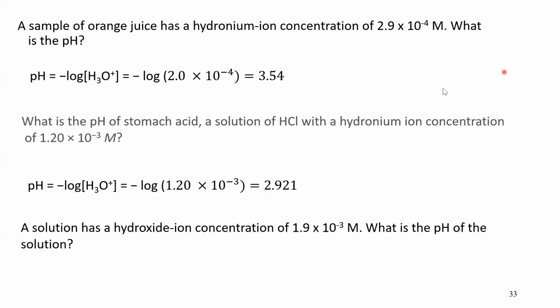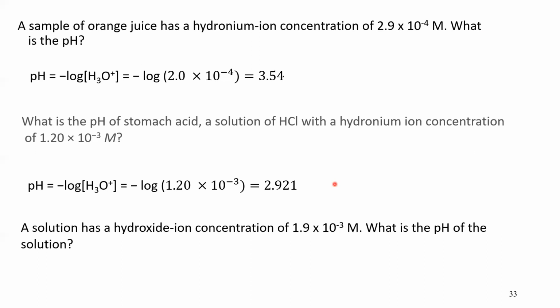All right, so let's look at the last one. Okay, it says a solution has a hydroxide ion concentration of 1.9 times 10 to the minus 3. Calculate the pH. And there's actually 2 ways that you could do this. Okay, since you're given the hydroxide ion concentration, you can calculate the pOH, and then you can calculate the pH.